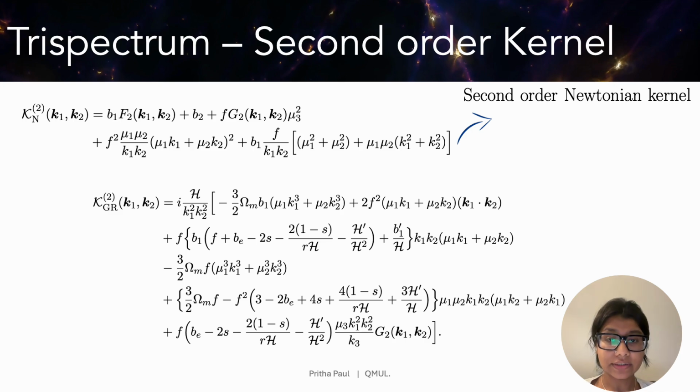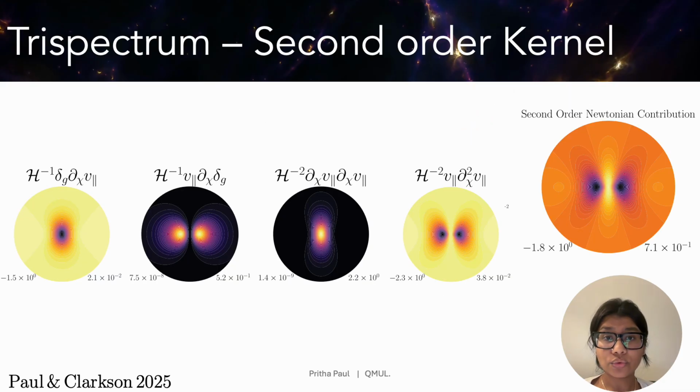So the second order kernel has been worked out before. However, a key thing to note in the second order kernel is that it is in even powers of mu. So each of the second order Newtonian kernels is symmetric along your line of sight. Mathematically, we can see it with each term being even powered in mu. Visually, we can also see that.